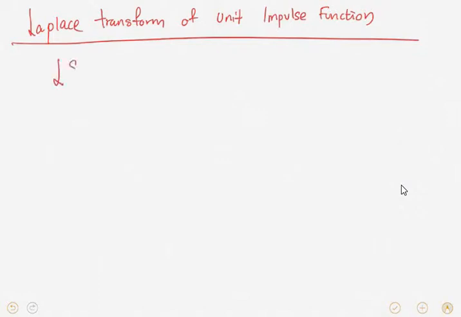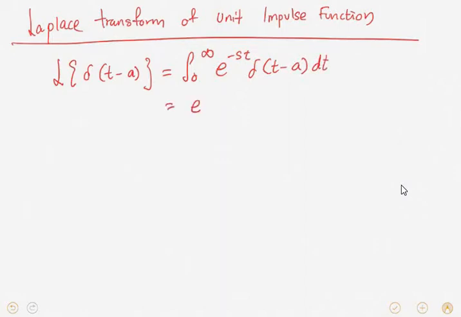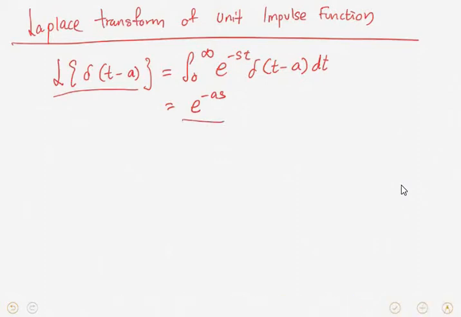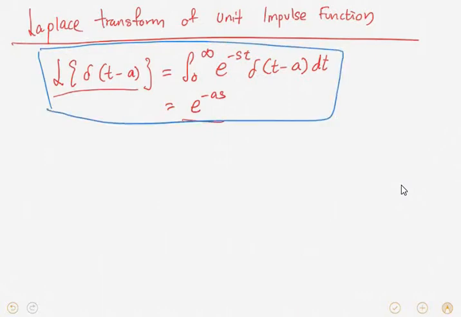The Laplace transform of delta(t minus a) equals the integral from 0 to infinity of e to the negative st times delta(t minus a) dt. So this will result in e to the negative as. Whatever the Laplace transform of delta(t minus a), you will obtain e to the negative as. So this is the theorem. Okay, now let's look at the examples.